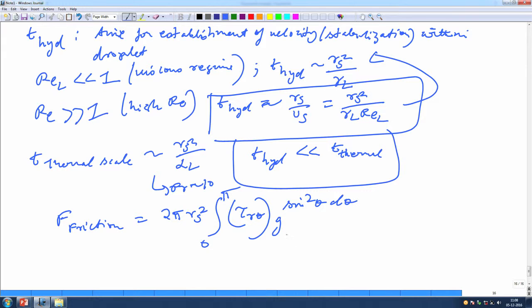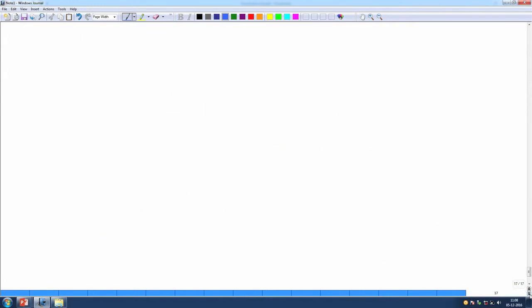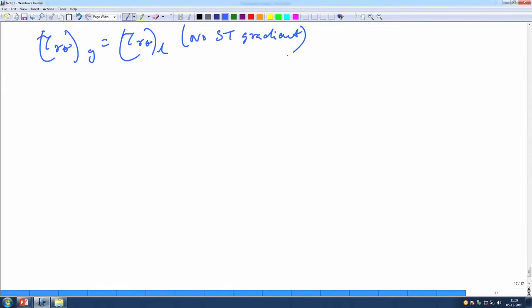So, this is the shear stress on the droplet from the gas side, coming from the gas side, right. That is why you wrote the G over there. And we already said that this tau_r theta_G is the same as tau_r theta_L, right. Why does that happen? Because there is no surface tension gradient. We already said that, right, uniform temperature across the surface, right.